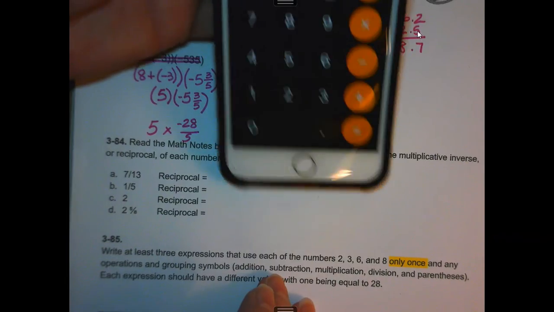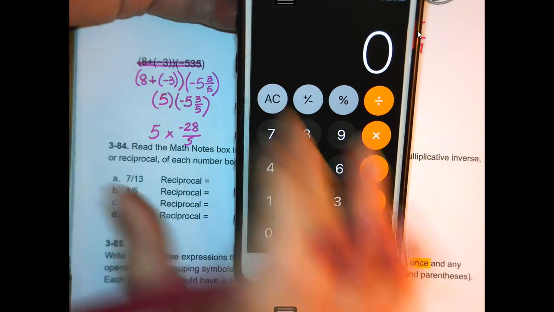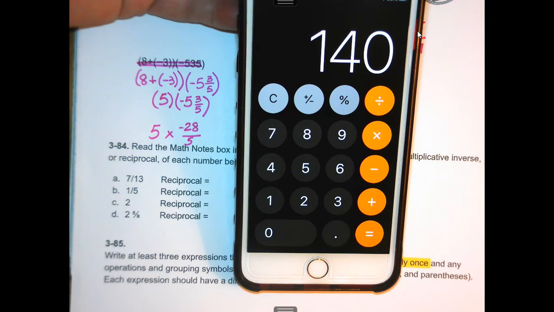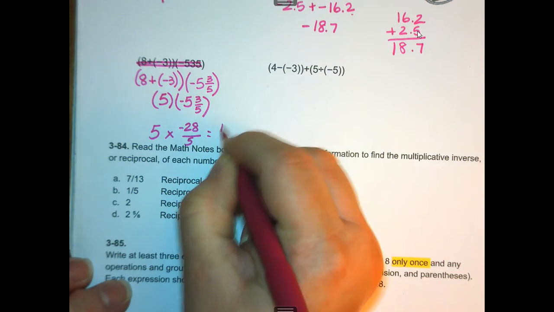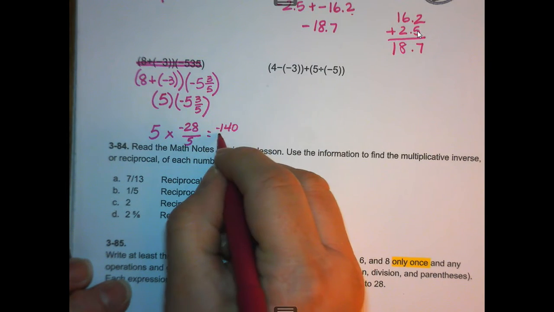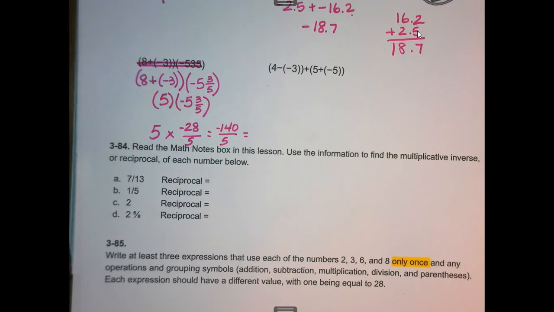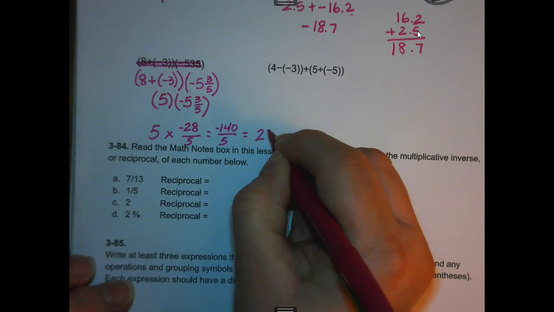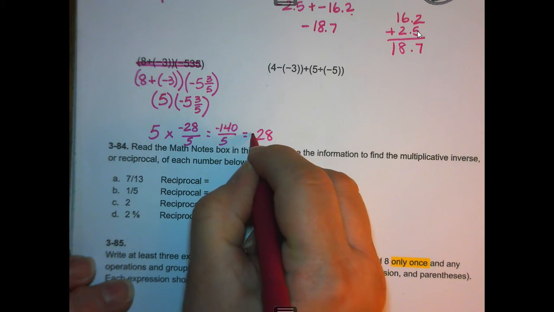And here is my handy calculator. So I am going to go ahead and multiply 5 times 28, just for speed and accuracy. We have 140. This equals -140 on top of 5, which, if I do my division correctly, I get 28. And since one is negative, one is positive, different signs give me a negative answer.